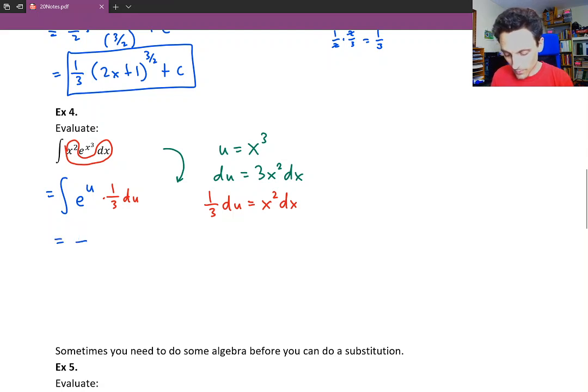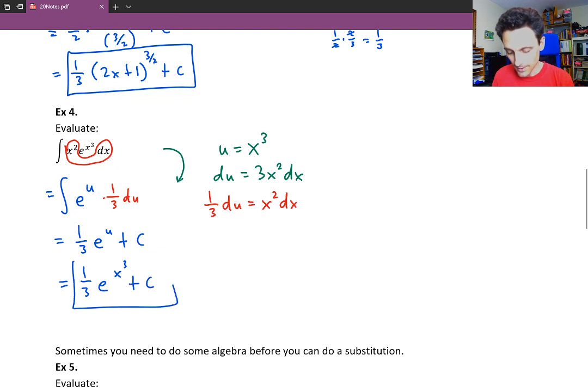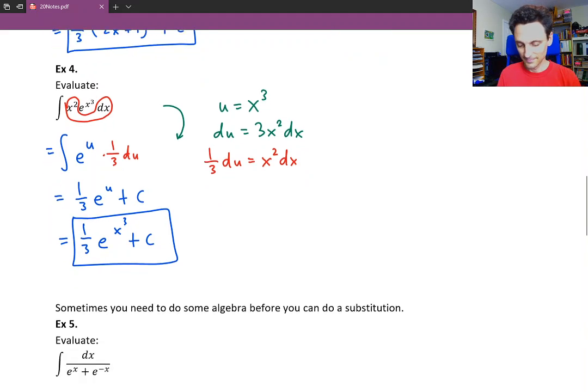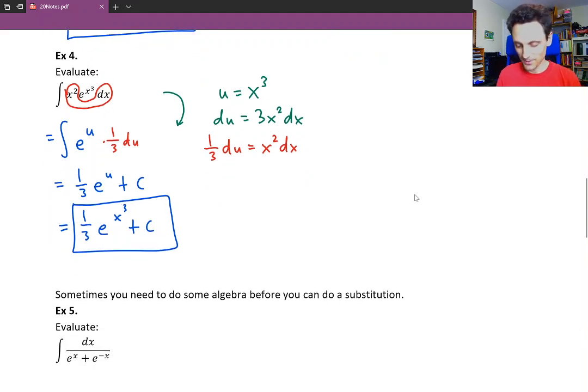Now when we integrate, the 1/3 will be there. The integral of e to the u will be e to the u. And then we'll put our plus c. And as a last step, we'll replace u with x cubed, because that's what u was.